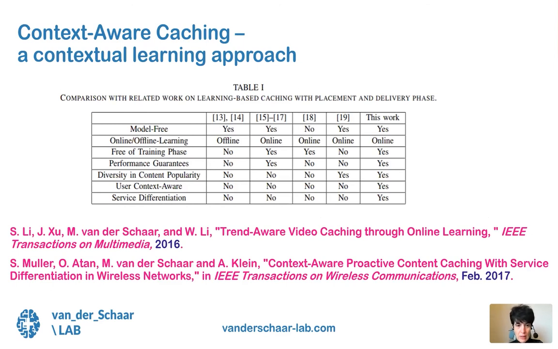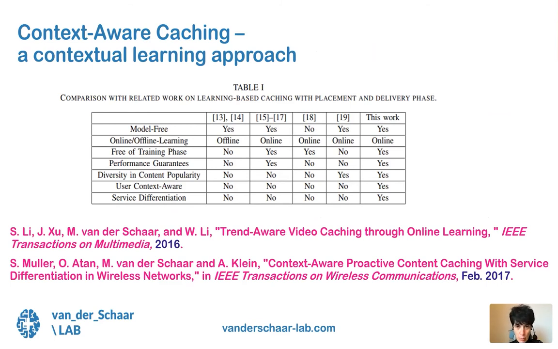In another set of works together with collaborators, we have looked at, again, ideas from reinforcement learning for trend-aware video caching, as well as context-aware proactive content caching in wireless networks, where depending on the different contexts, both in terms of wireless communication, but also the desirability of different content, we can come up with different types of caching strategies that are more effective. Please take a look.